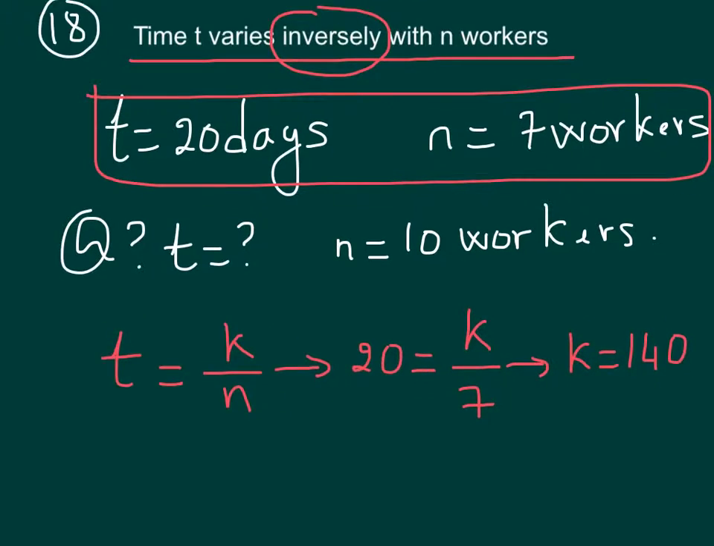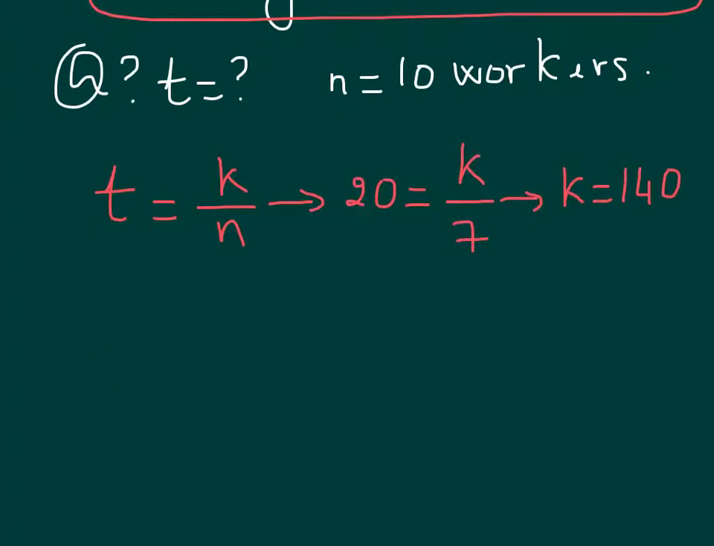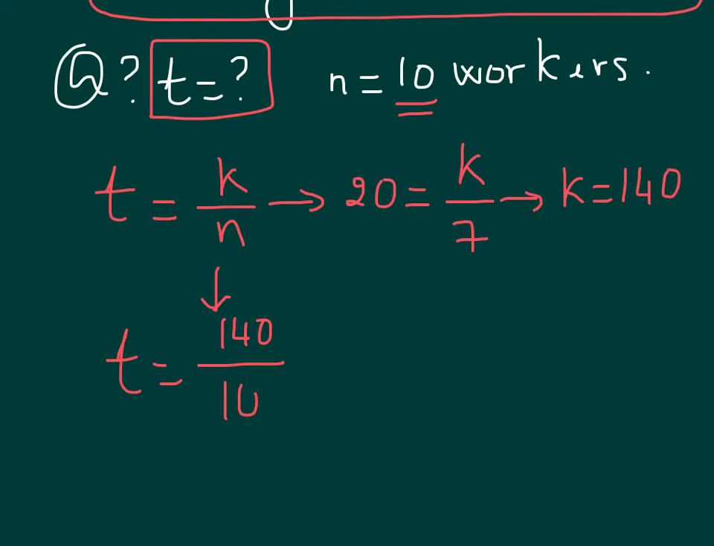Now we're going to answer the question. As you can see here, the question is, how long does it take if you have 10 workers? So T is going to equal, from here, K is 140, and you're going to have 10 workers. So it's going to take 14 days.